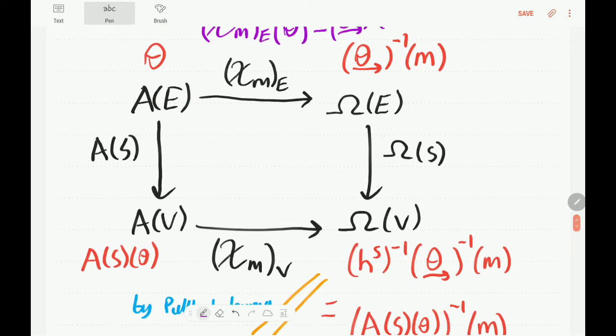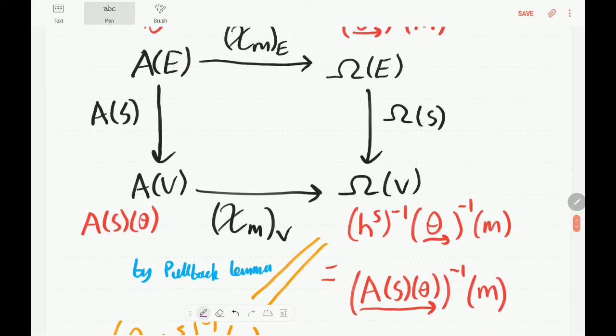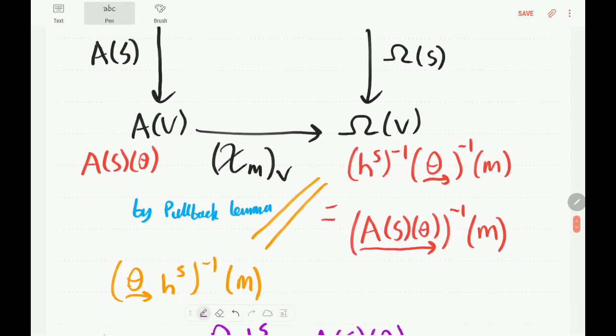On the other hand, if we go the other way, we start with theta, we do A of S of theta, and then when we apply the V component of chi of M, well, in that case, we'd essentially be pulling back M along A of S of theta under arrow.